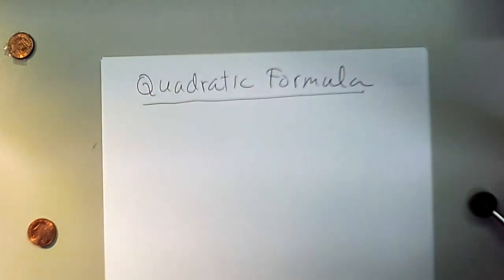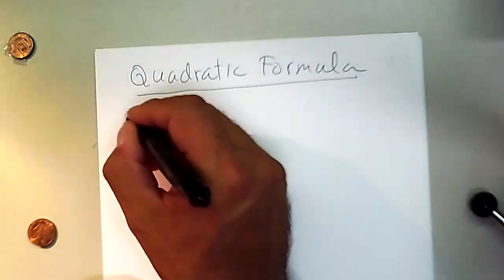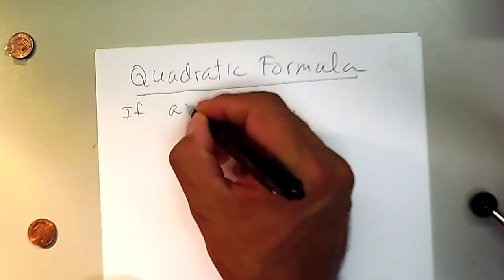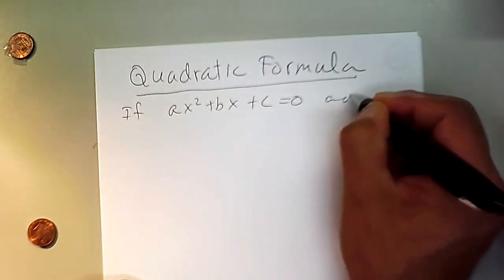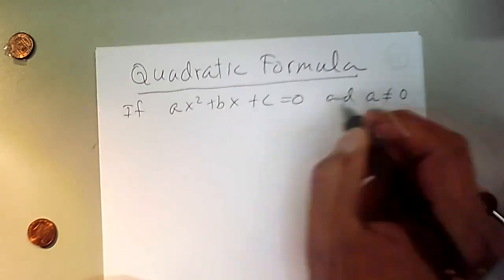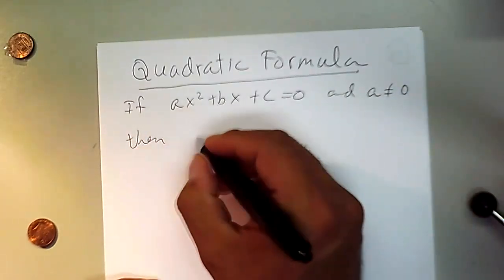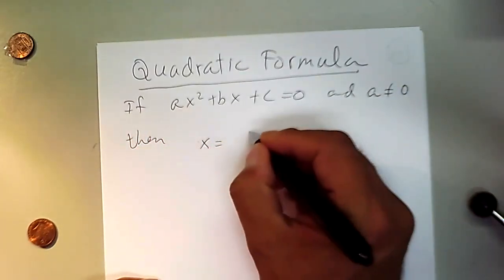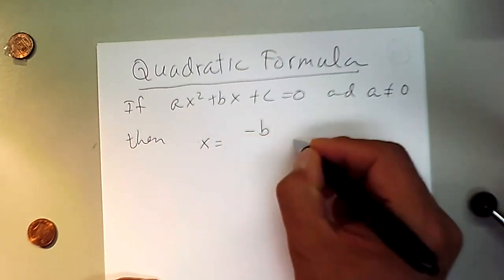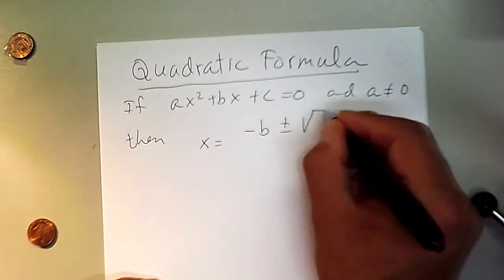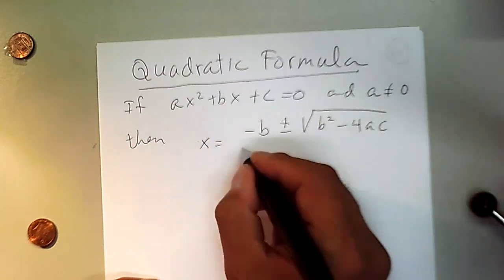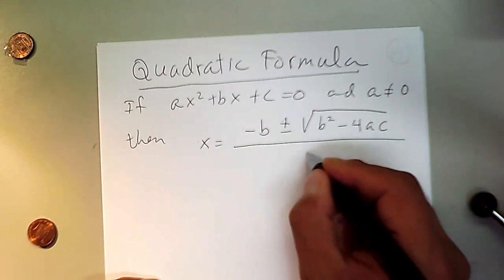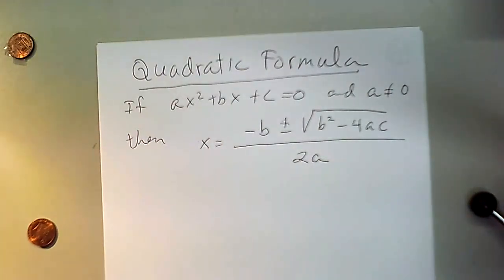Everybody should know the quadratic formula. So if ax squared plus bx plus c is equal to 0 and a is not 0, then x is equal to the opposite of b plus or minus the square root of b squared minus 4ac over 2a.